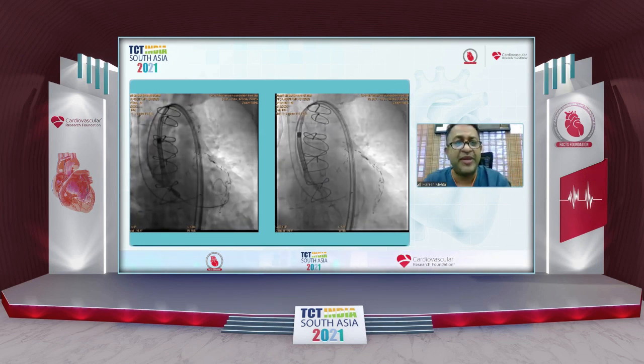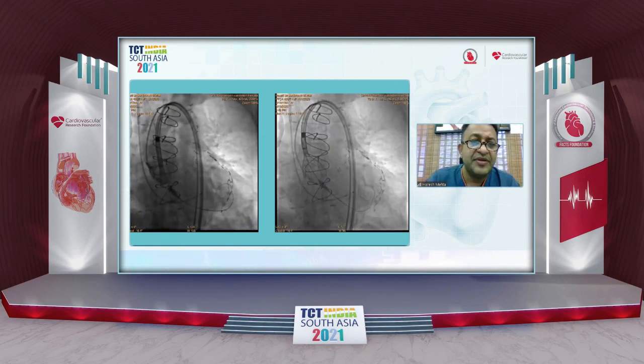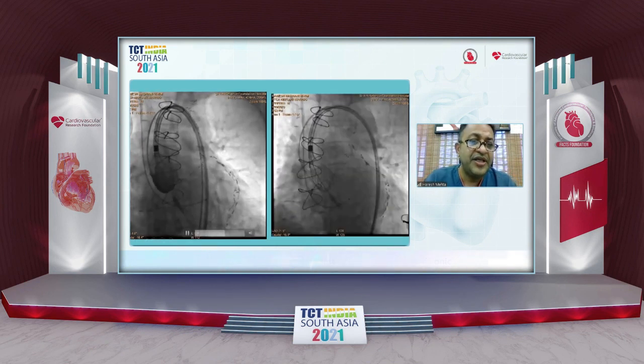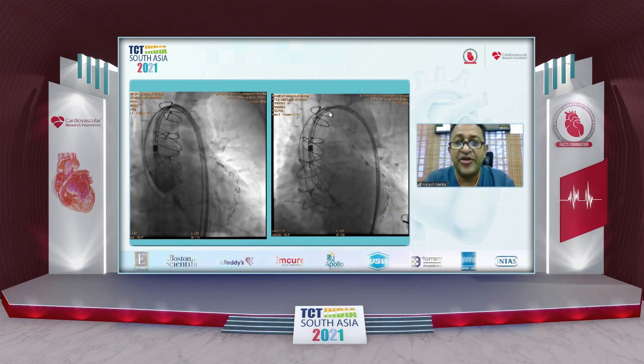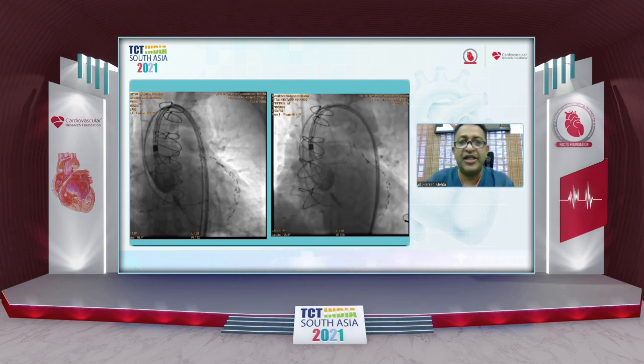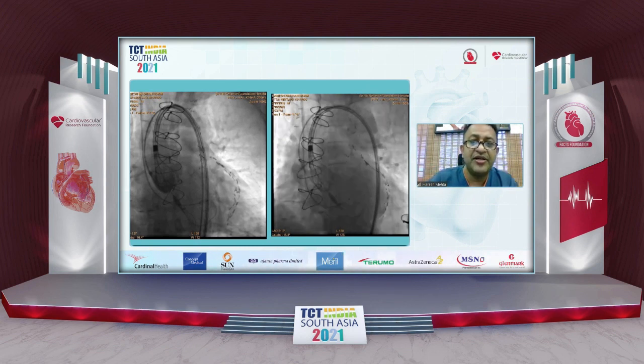Then you quickly recapture the valve, and then you reposition it. And here it almost feels zero. And then you come back to LAO and you realize that you're well below the LCC. So you know very well that you're below the NCC, you're below the LCC. And this you can safely deploy it here.